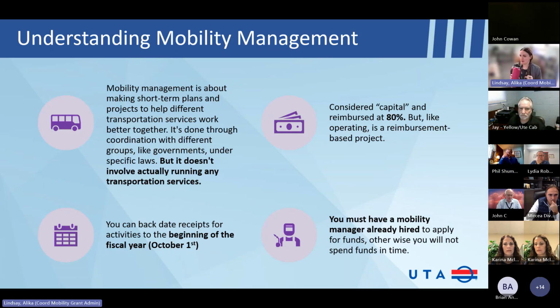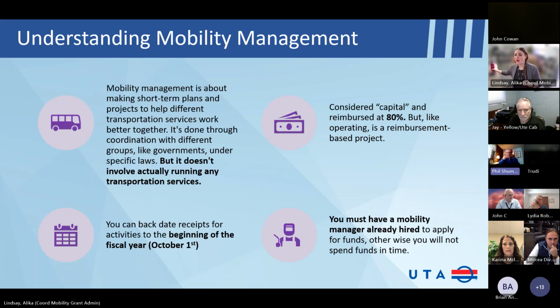So, understanding mobility management. I just wanted to redefine mobility management because it's a little confusing, because we do kind of treat it like operating reimbursement, but it is considered a capital project. So I don't want you to get confused when I'm talking about capital projects like vehicles. I don't want you thinking that I mean mobility management. So mobility management is treated more like operating assistance.